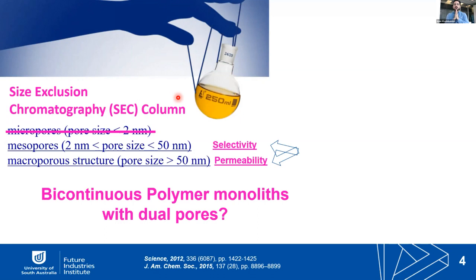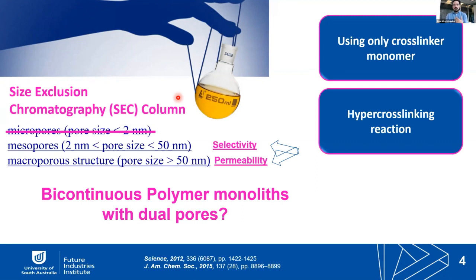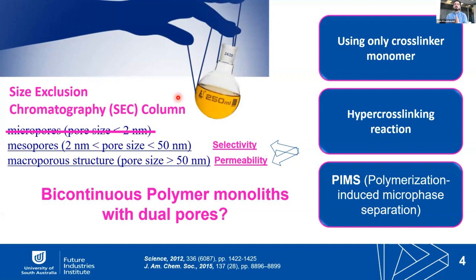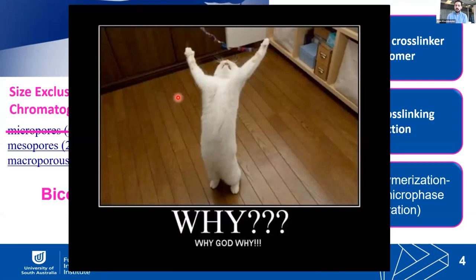And the first question here: can we prepare dual pores monolith with the current technology? And the answer is yes. There are 3 different ways: using only the cross-linker, or the other method is a hyper cross-linking method, and also polymerization induced phase separation. But in my project, I'm investing my time on designing a new method for preparation of the dual pores, and the question here is, why am I bothering?